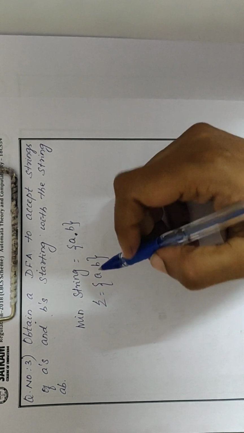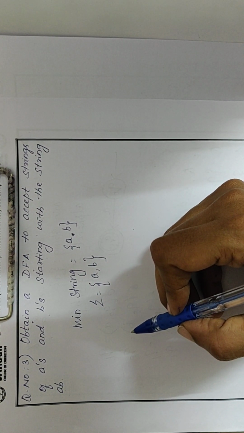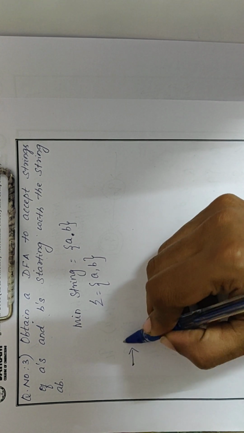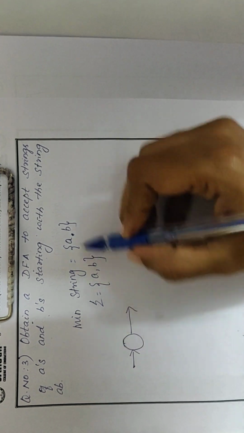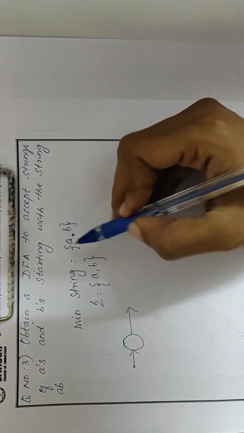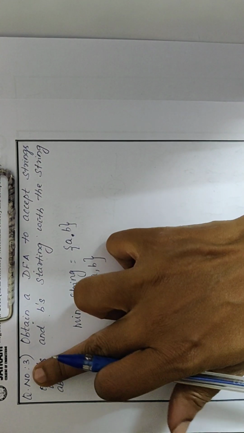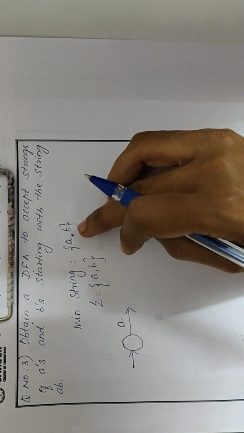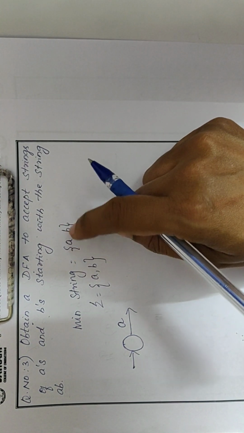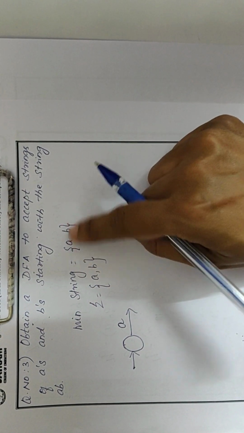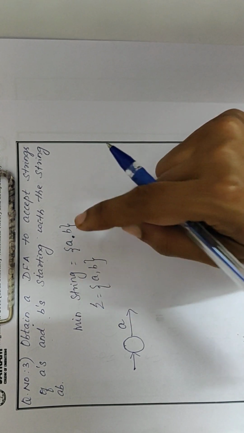Now, the next step is to draw my transition diagram. A circle with an arrow is your start state. How many elements are there in your minimum string? 2. I'll write one by one. This is our third sum. In the first two sums we had only one character as the minimum string. Here I have 2 characters in my minimum string. So we'll see how to write it. You have to write one by one.